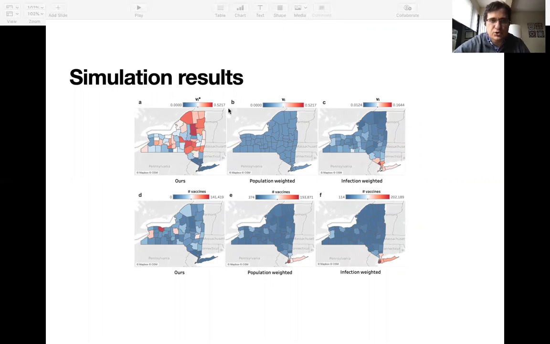You can compare it to what happens when you give the same proportion to everybody, or when you give it proportional to the number of infections. Here, you would give more to the various locations in the New York City area. So these make intuitive sense. This does not really make intuitive sense, and yet it outperforms them.